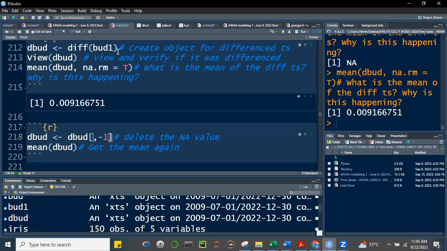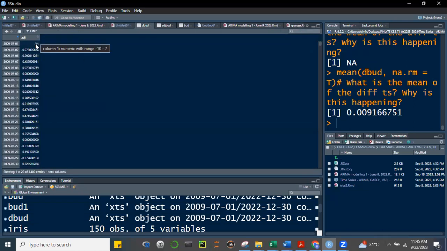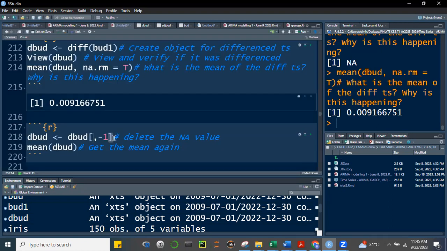Pag dinelete pa natin yung column, ano na mangyayari? Iisa lang yung column natin, di ba? Try nyo nga to, class, gawin ito. Debug, and then i-filter natin o i-extract natin yung lahat ng rows. Kasi ang ibig sabihin yan, di ba? Not putting any number dun sa rows, all the rows will be included. And then -1. Can you tell me, class, what happens?